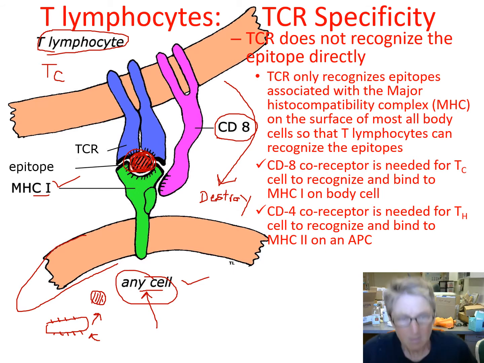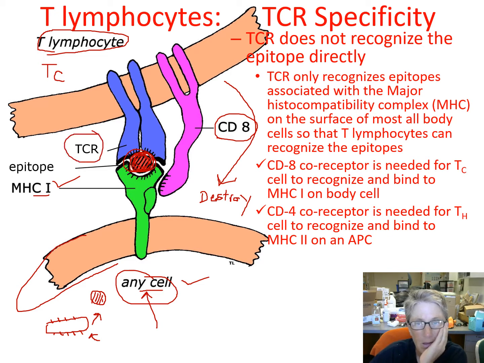So the T cell, let's look at this stats here. It says the T cell receptor, that's this purple thing, does not recognize the epitope directly. So what that means is if this cytotoxic T cell here were just floating around in the blood, and this epitope came along, the T cell receptor wouldn't recognize it. The T cell receptor can only recognize this epitope when it's presented to the T cell receptor in an MHC1 complex.